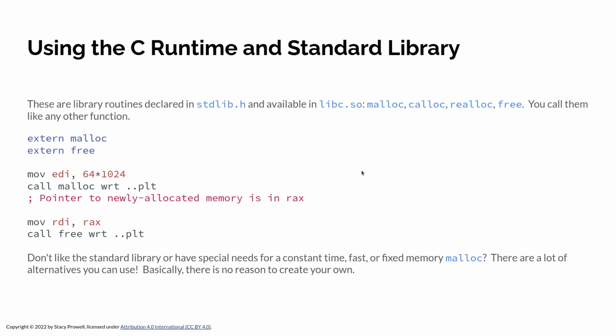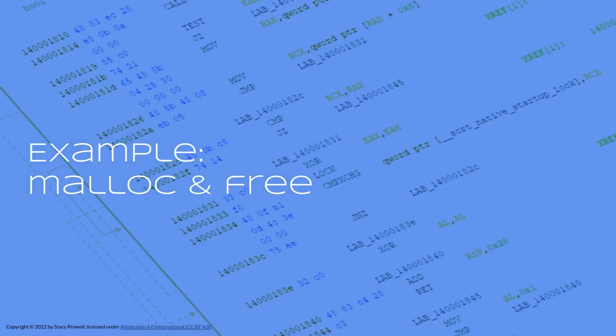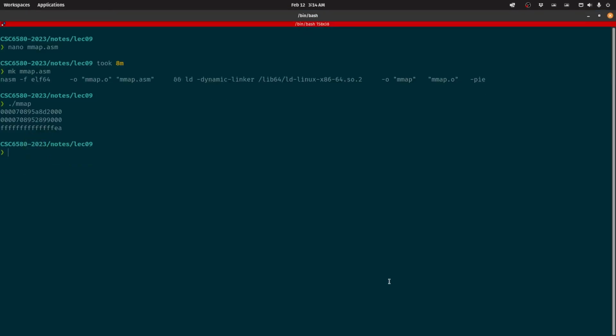There are lots of alternatives to this. You can build your own malloc. You can find other people's mallocs. You can straight up use mmap. It's up to you. Let's take a look at an example of using malloc.